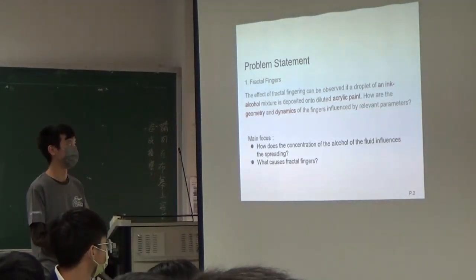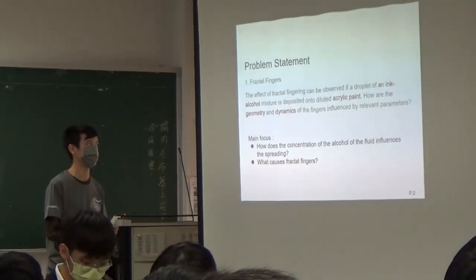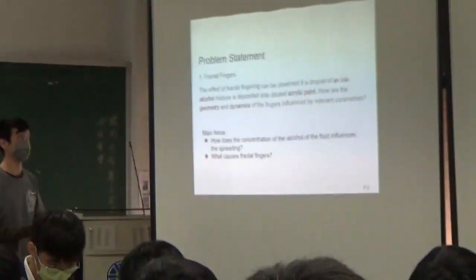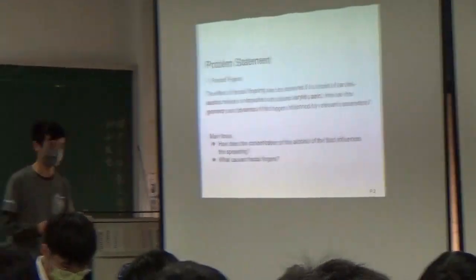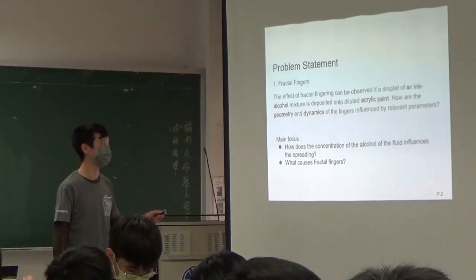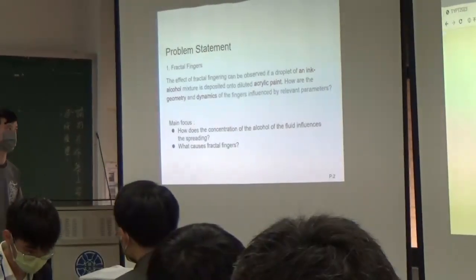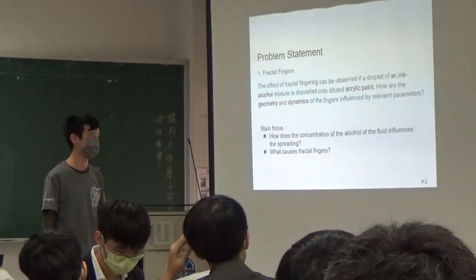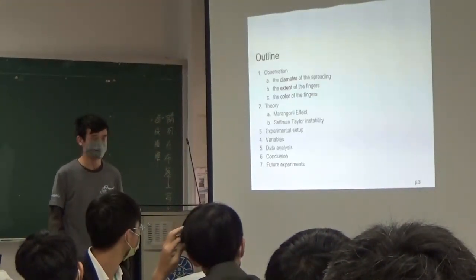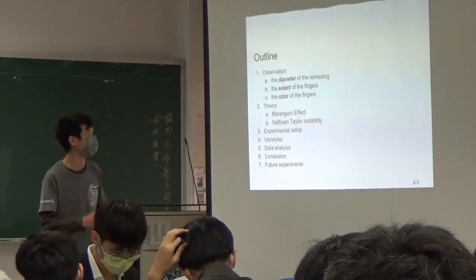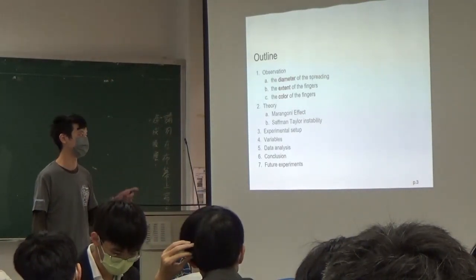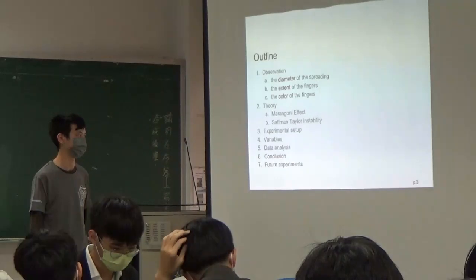However, the geometry and dynamics of the fingers are influenced by several parameters. In this experiment, we mainly focus on how the concentration of alcohol in the fluid increases the spreading and what causes the fingers. Okay, and this is our outline. There are 7 points that we are going to discuss.